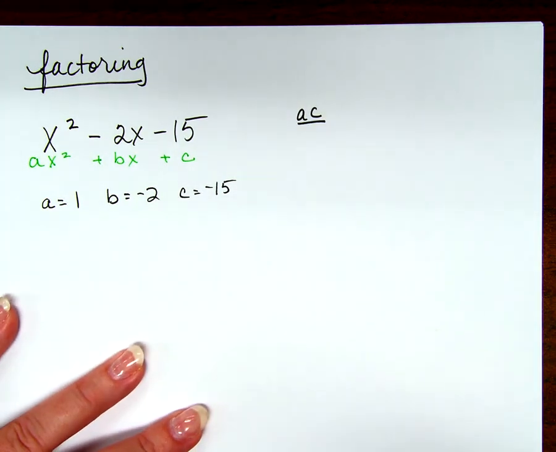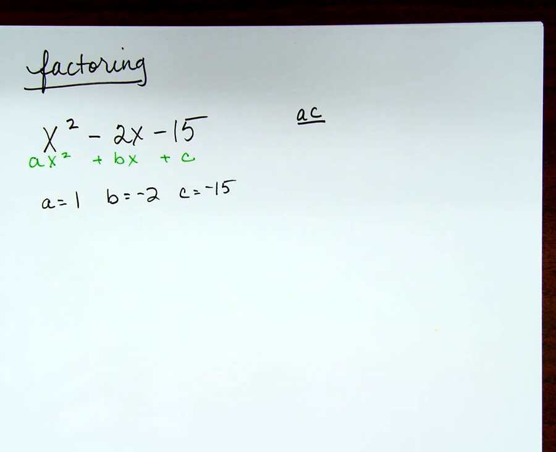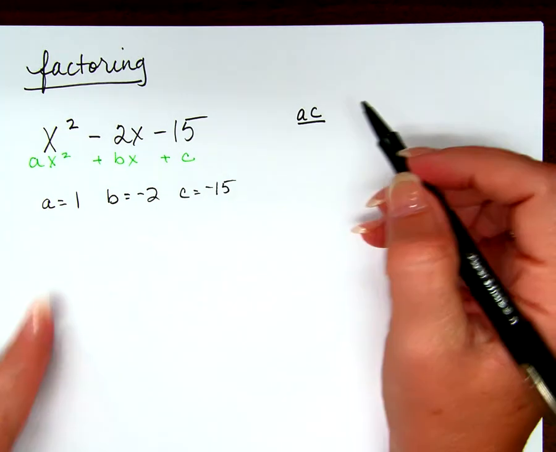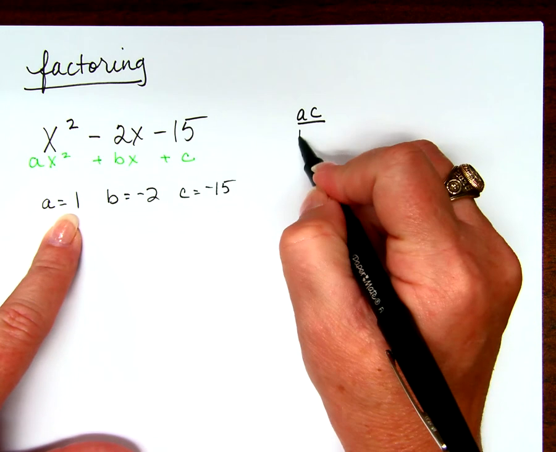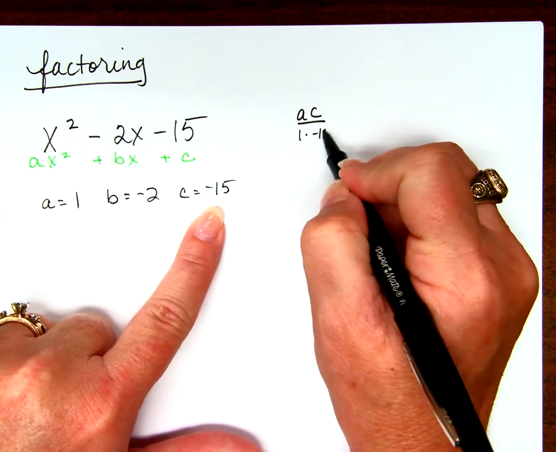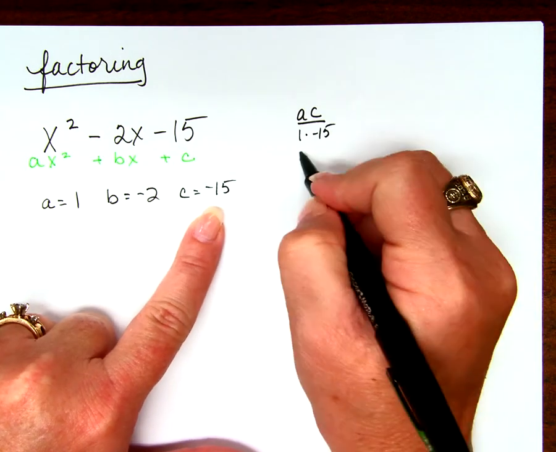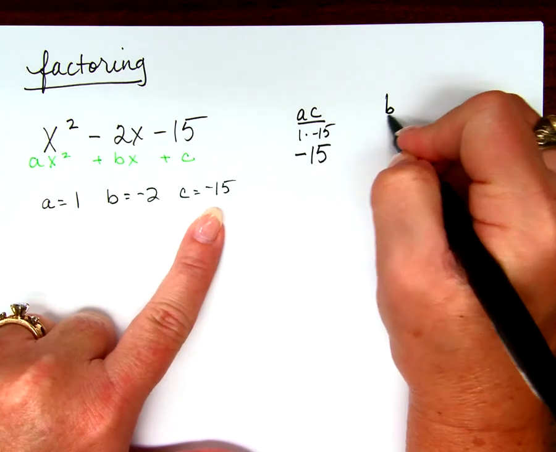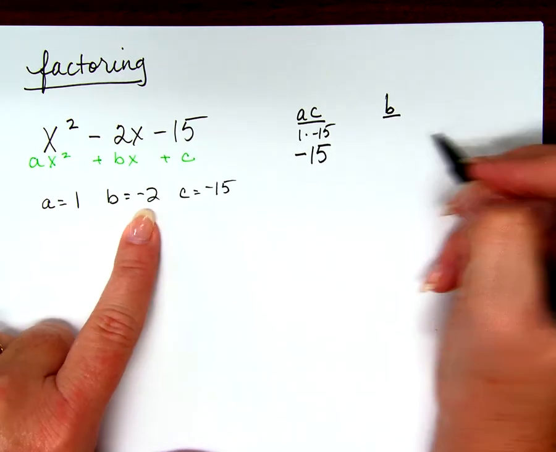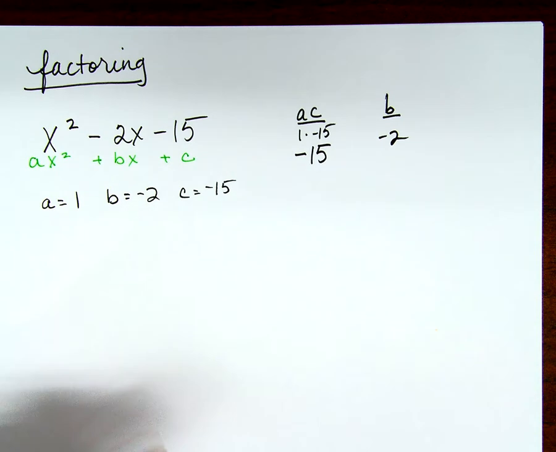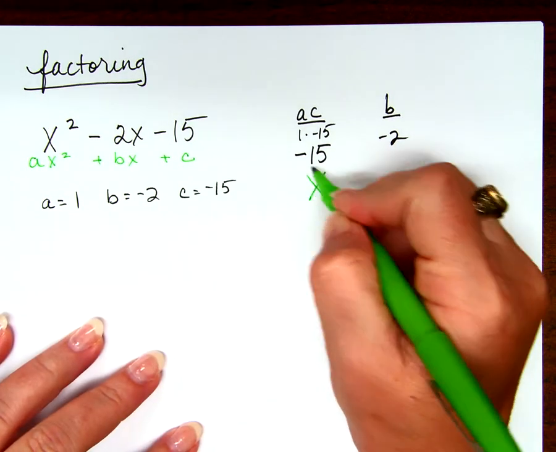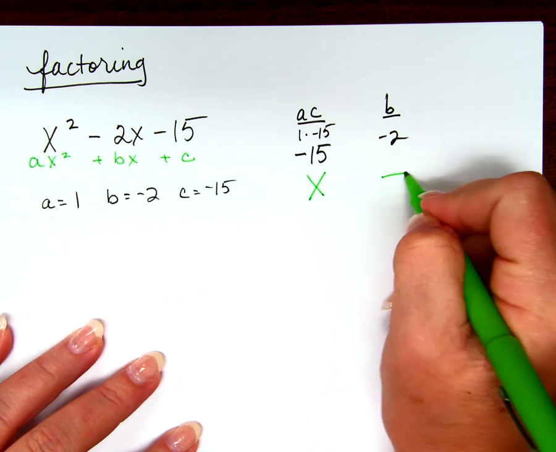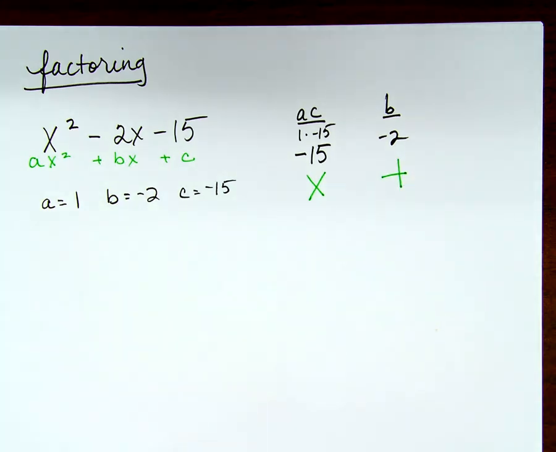So here's what I want you to tell me. What is AC? What am I wanting you to do with A and C? Multiply them, right? Okay, so A is 1 and C is -15. So what is AC? -15, right? What's B? -2. What I need you to tell me is what two numbers multiply to give you -15 and add to give you -2.